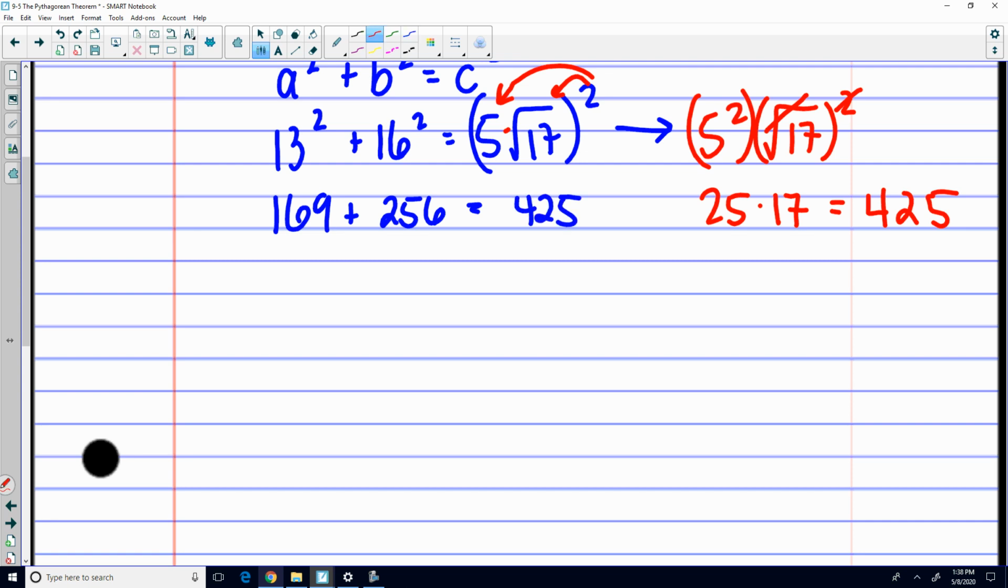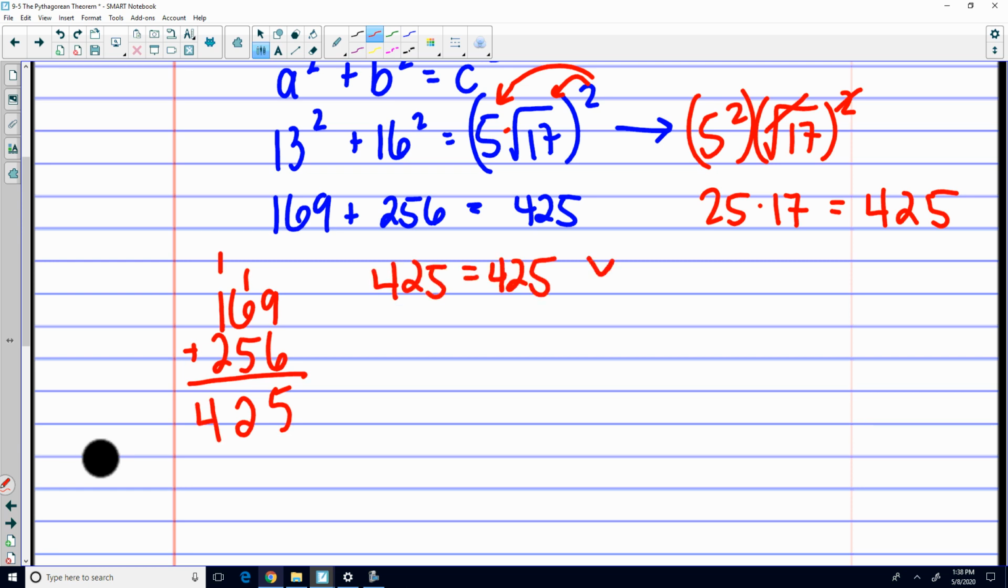Let's do a little math. 169 plus 256. 15, carry the 1, 12, carry the 1, 4. Ooh, 425 equals 425, yes.